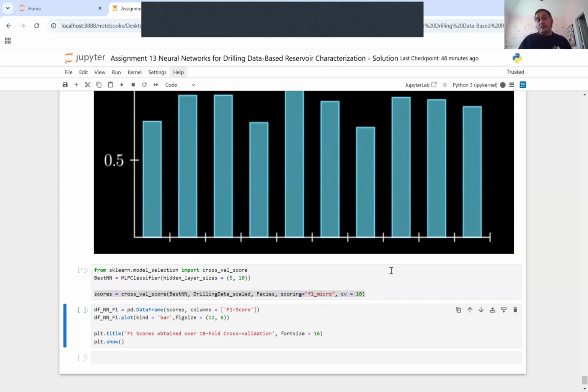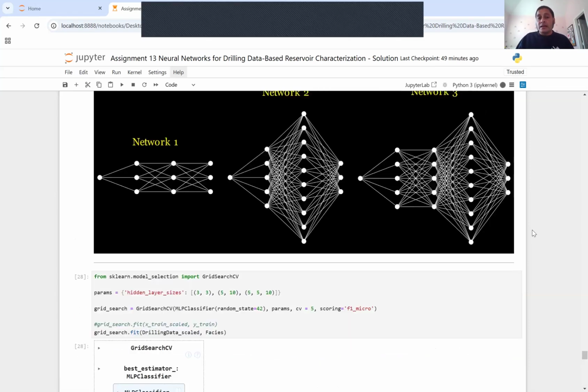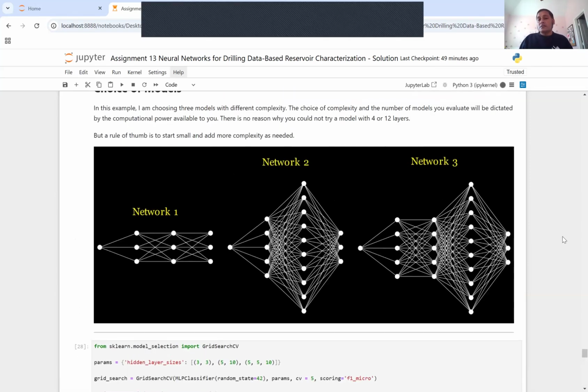So while this is running, I also want to mention that each one of these three different models did not do as well as the model that we initially tested, which had 4 different layers. And that's fine because I was simply illustrating what the process of k-fold cross-validation is about. We chose 3 different neural network models to evaluate, and 3 is not a large number by any means.